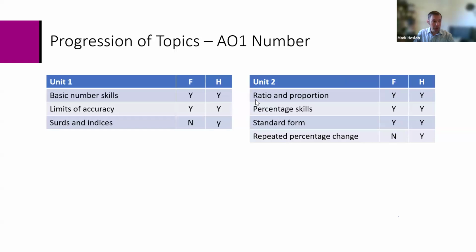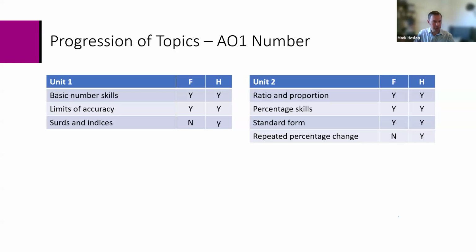Unit 2 is where we bring in ratio and proportion, percentage skills, standard form, and repeated percentage change. So the main percentage skills are in Unit 2. However, I should say, basic number skills does include, when you look at the specification points, converting between fractions, decimals, and percentages, which is useful for students because we actually have the probability work in year 1. And that's why we ensured those specification points were in year 1 of the course.